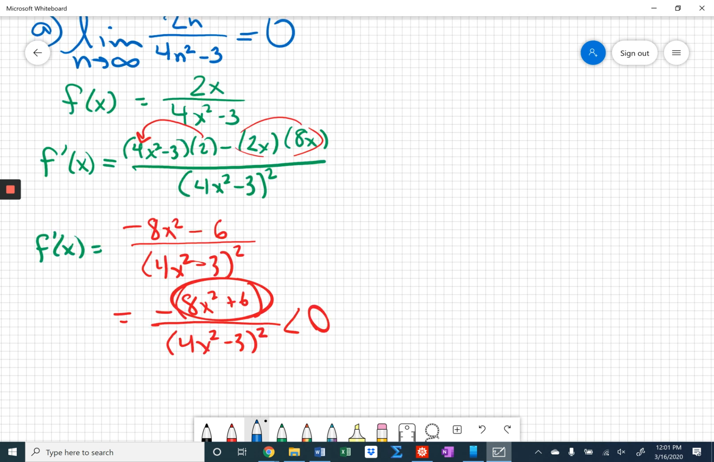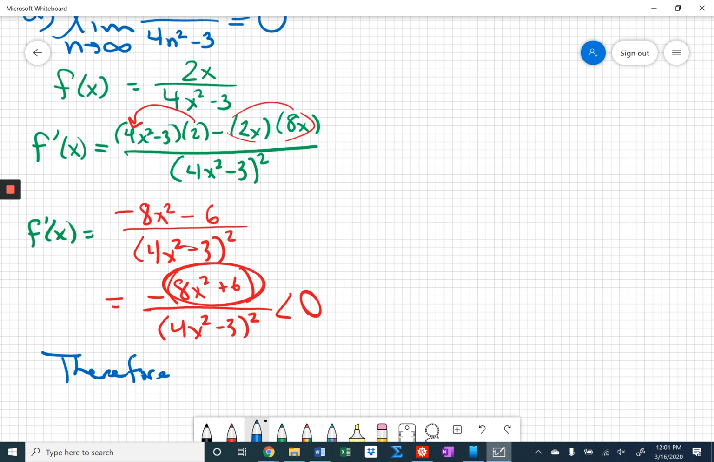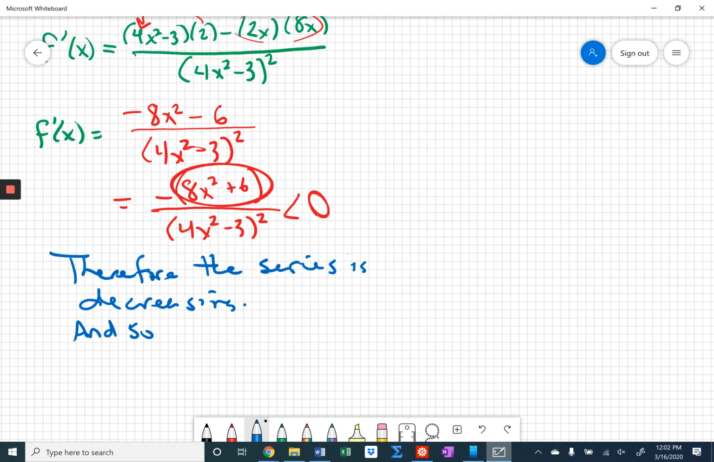Therefore, let's see. I guess it should be a little bit more complete. The series is decreasing, and so by the alternating series test, this series converges.